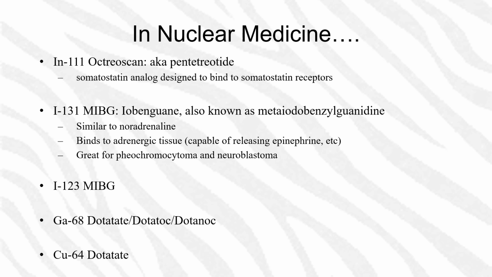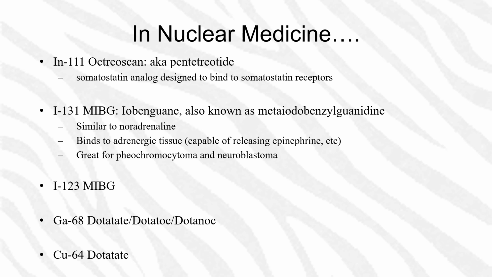In nuclear medicine, there's quite a few things we can do for neuroendocrine tumors. We in nuclear medicine are a little bit better at imaging neuroendocrine tumors than other imaging modalities because these are functional tumors more than structural. And so we're going to see them a lot sooner just based on what nuclear medicine can do. So with general nuclear medicine imaging, we have indium-111 octreoscan, also known as pentetreotide, and this is a somatostatin analog that's designed to bind to the somatostatin receptors.